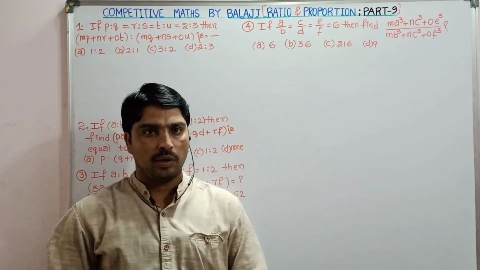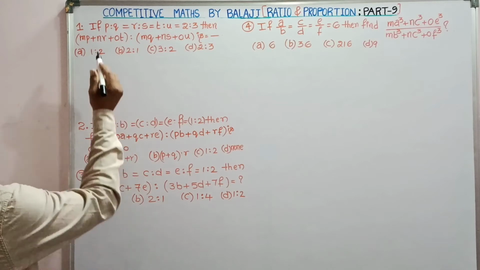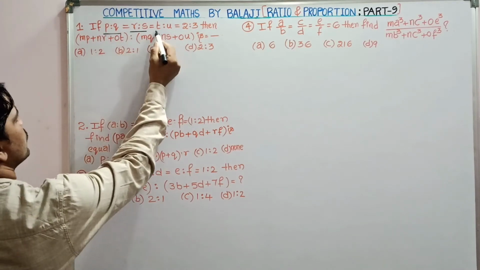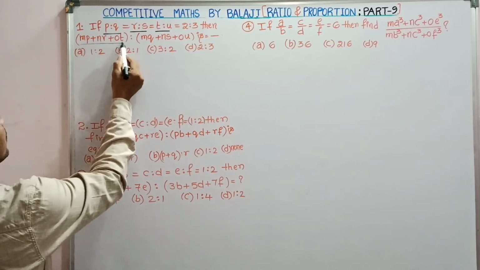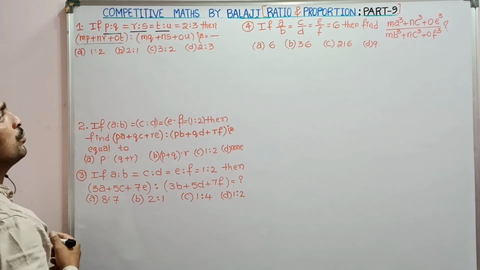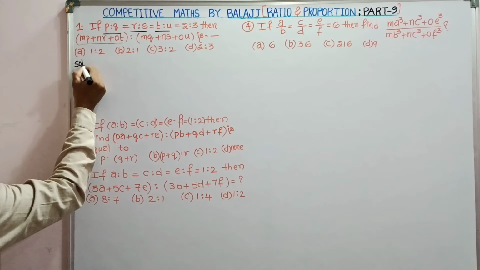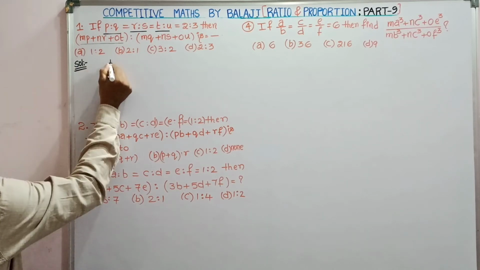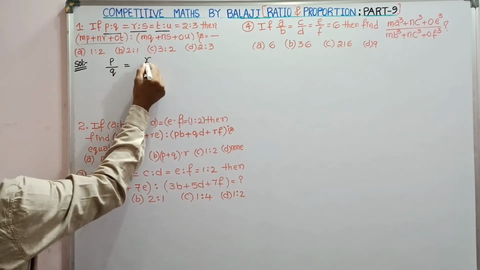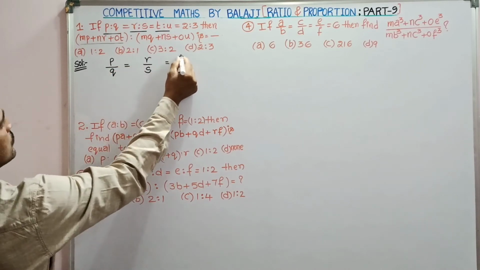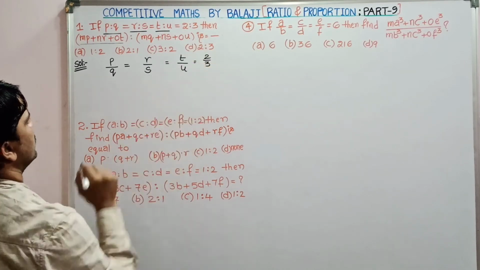Next, let us discuss problems on what we have discussed earlier. Okay. First question: if P is to Q equal R is to S equal T is to U equal 2:3, then find MP plus NR plus OT is to MQ plus NS plus OU is equal to, and 4 options are given here. Solution: P is to Q can be written as P by Q equal to R by S equal to T by U equal to what? 2 by 3.